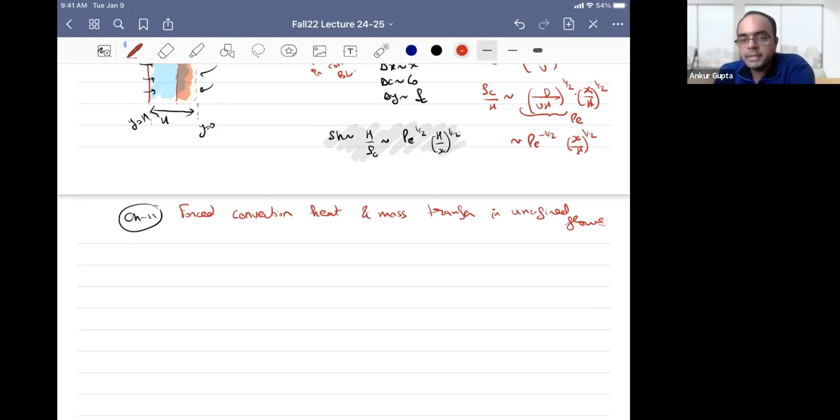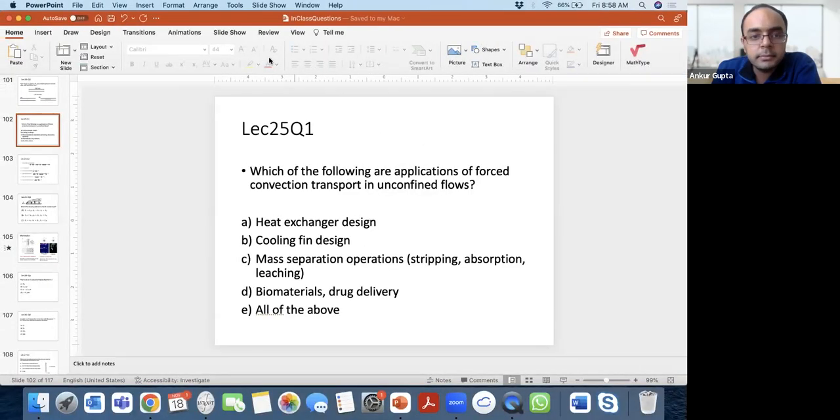All right, let's take a quick poll here, hopefully to keep everyone engaged. What do you think is the application of unconfined flows?